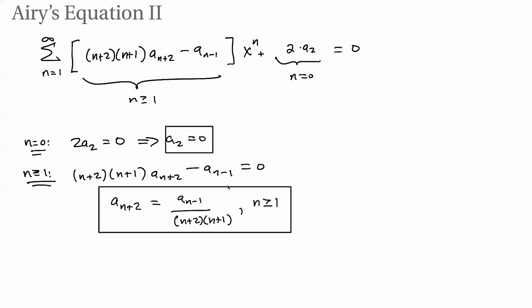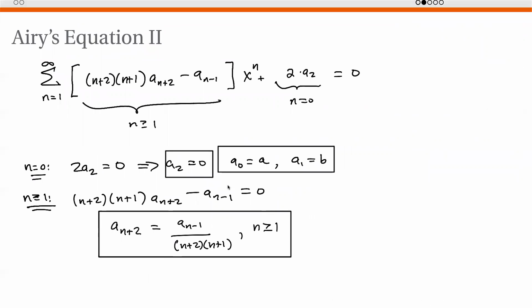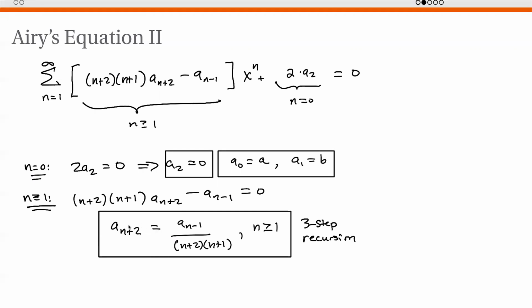So we actually end up getting 3 initial terms here, which is needed because if you look at this recursion, this is a 3-step recursion. The difference between the highest subscripted term and the lowest subscripted term is 3. The difference between n plus 2 and n minus 1 is 3. So I actually need 3 initial values to get started on this problem. So we've got those terms.